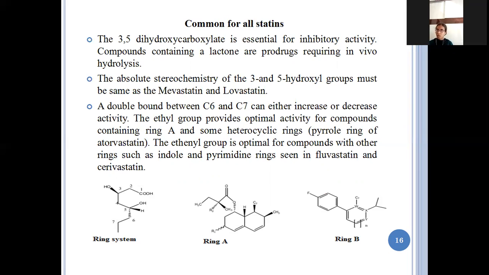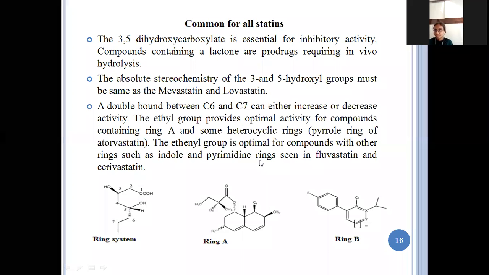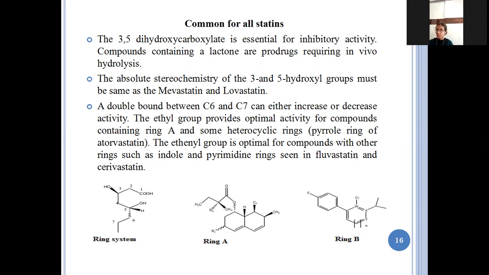The double bond is present between the 6th and the 7th position. It may increase or decrease the activity. And the ethyl group provides optimal activity for the compound ring containing A and some heterocyclic rings. The ethylene group is optimal for compounds with other rings such as indole and pyrimidine rings, which can be seen in fluvastatin and rosuvastatin.